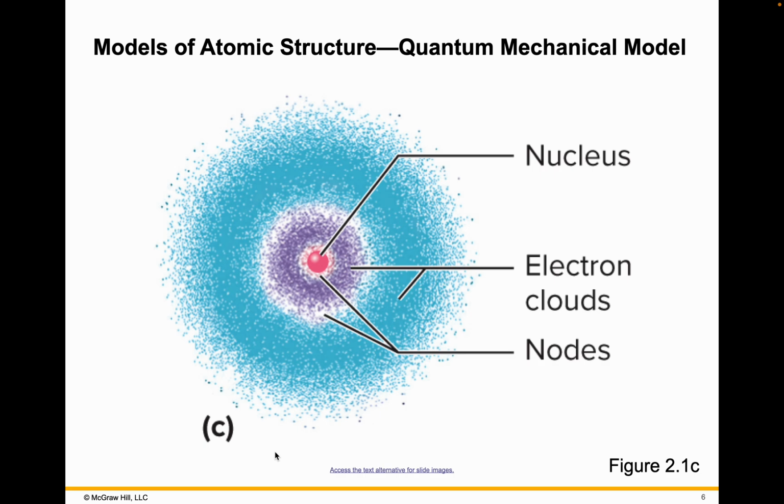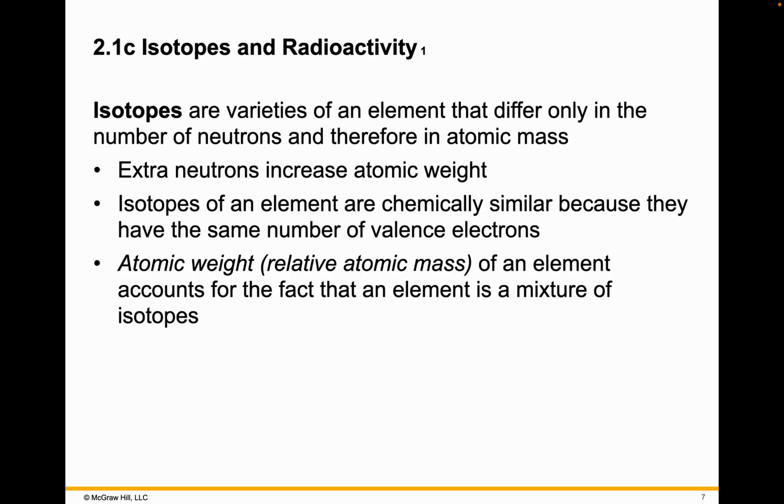Here is a more accurate depiction of what the current model of the nucleus is, and you have electron clouds and nodes in between those clouds, and even those clouds are just probabilities. We can get into it very deeply, but I don't think we really need to for the purposes of understanding the basic biochemistry of living organisms.